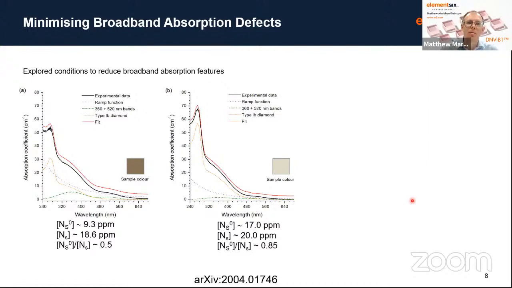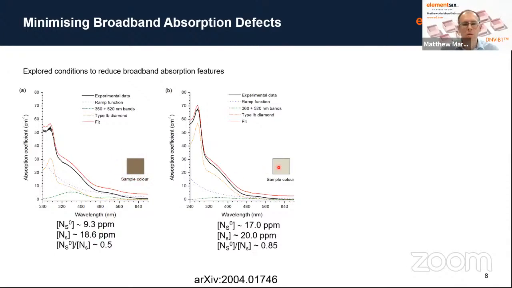What we've done is explore lots of different conditions to help minimize and reduce these absorption features. So these are two different samples grown under different conditions, where we've optimized the conditions to get around about 20 parts per million of nitrogen. But what you can see is in this sample here, we only get a small fraction of neutral nitrogen, the rest being positively charged. And this leads to this brown coloration.